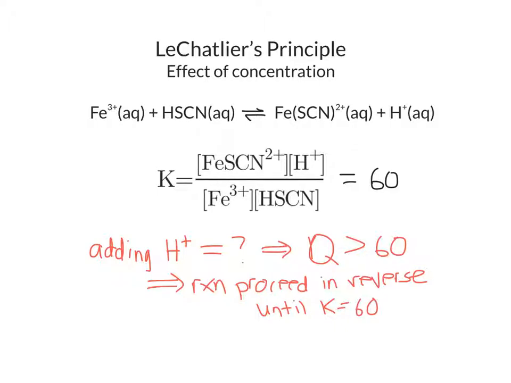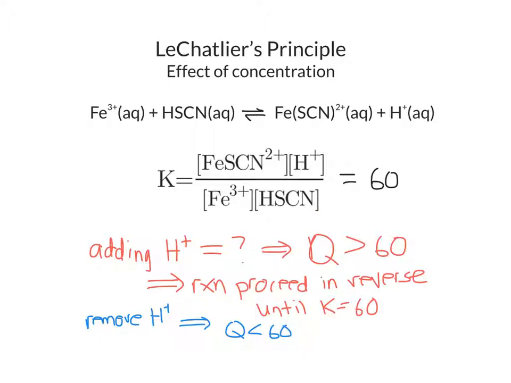On the other hand, if we remove H plus from solution, so if we had a way of removing the H plus from solution, we would end up with a Q value that would be less than 60, because in this case, we've removed H plus from the solution, so this concentration is smaller than it needs to be for equilibrium. Everything else is in its equilibrium concentration, and this is too small, and so our ratio is going to be less than 60. So to get back to equilibrium, we're going to need to do something to increase the value of Q back up to 60. And so the only way to do that is to make more products and use up reactants.